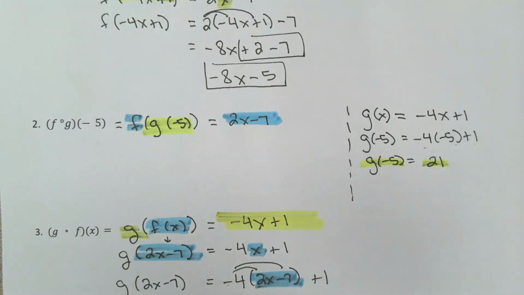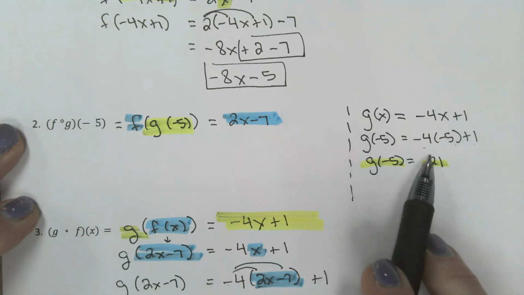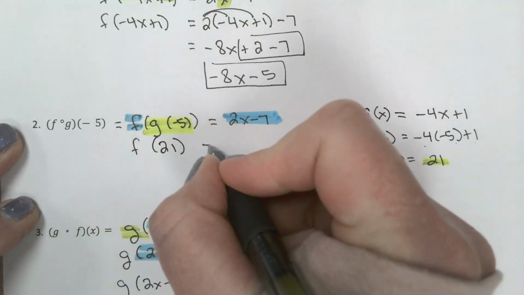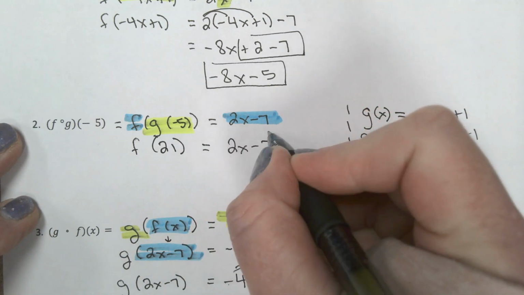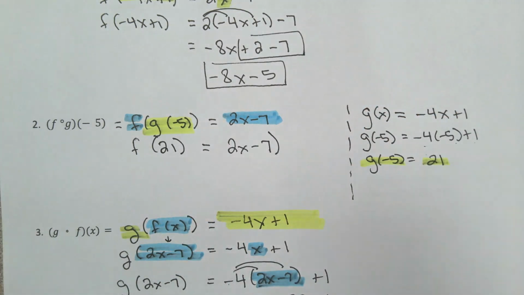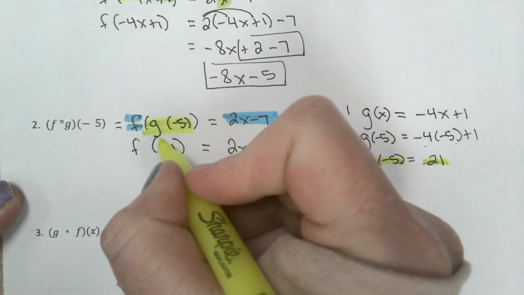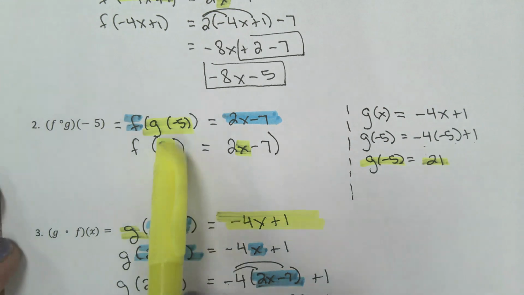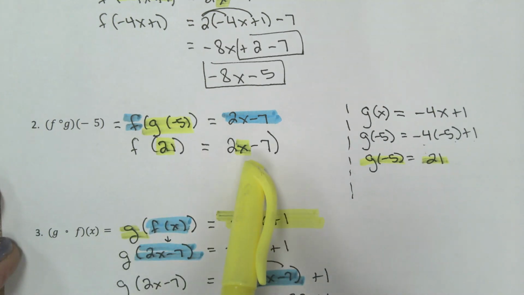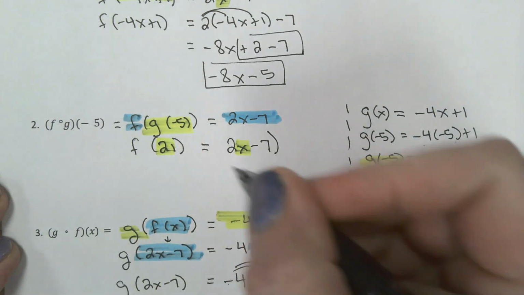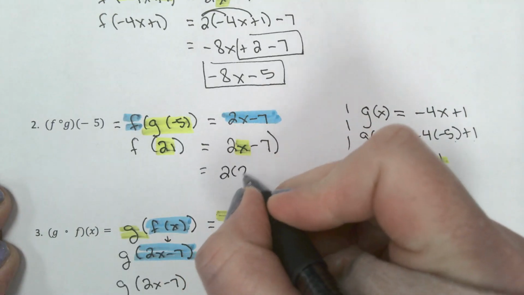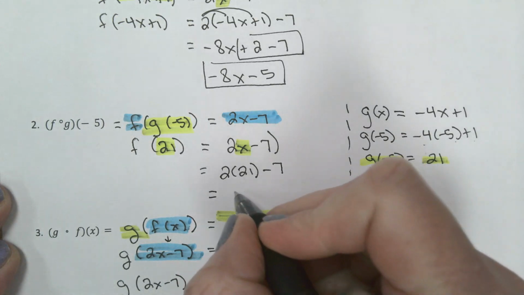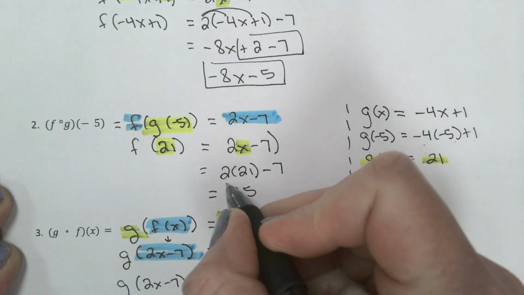So in place of g of negative 5, I'm going to replace that with 21. f of 21 equals 2x minus 7. I don't know why I put a parenthesis there. All right, so now it just looks like the easy kind. Whatever number you have here, I'm going to plug that number in for x. 2 times 21 minus 7, and my calculator says 35.